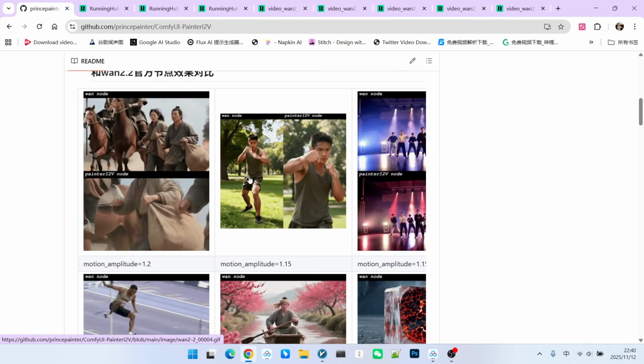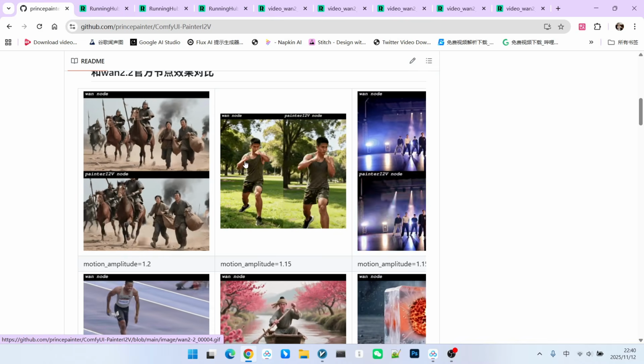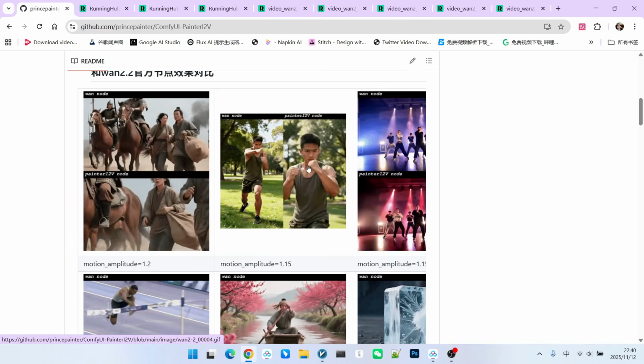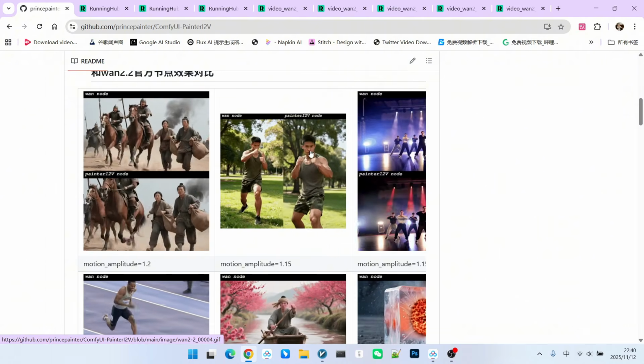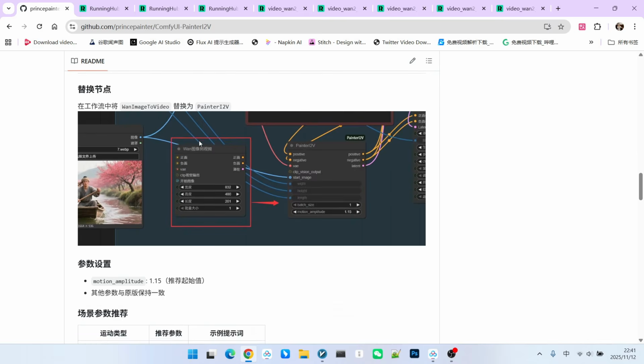For instance, looking at the boxing example in the middle, when using the native node of the Wan model, it is actually in slow motion. But after we use this new node, it is basically back to normal in the workflow. This technique appears simply as a node. The function of this node is the same as our OneImage2Video node. Therefore, when you use it, you only need to replace the traditional OneImage2Video node with our painterI2V node.